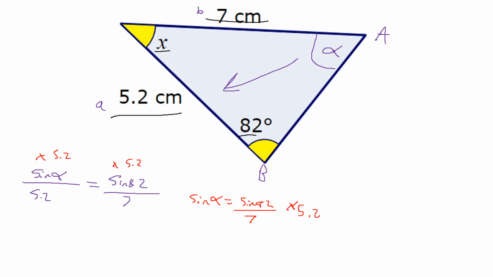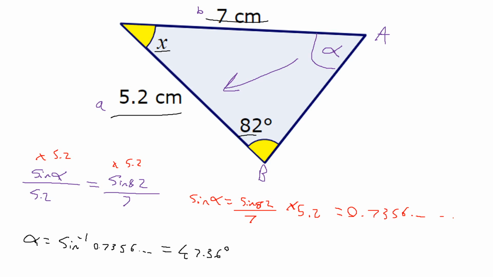Okay? And once we've done that, we are left with an answer of 0.7356, whatever. So then alpha is just going to be the inverse sine of 0.7356, whatever, and that's just going to equal 47.36 degrees.